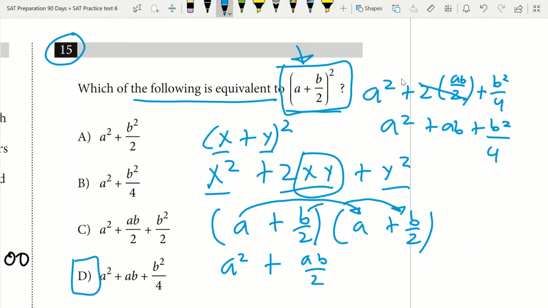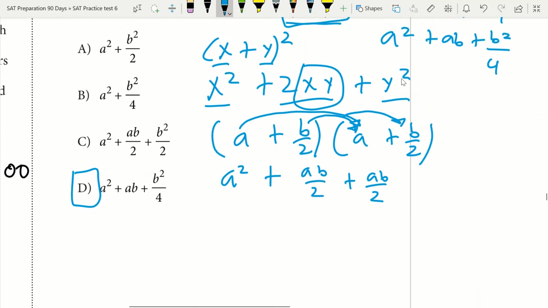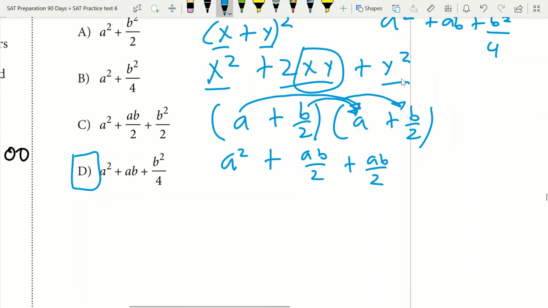Then we're going to do our b over 2 times a. Now once again we see we have plus ab over 2, which is the same as 2 times ab over 2, in which case those 2's would cancel. Now we've got b over 2 times b over 2, that's obviously going to give us b squared over 4.